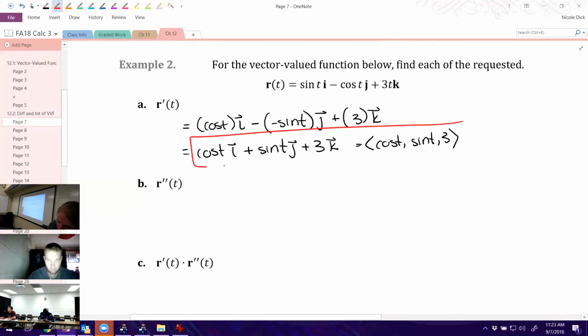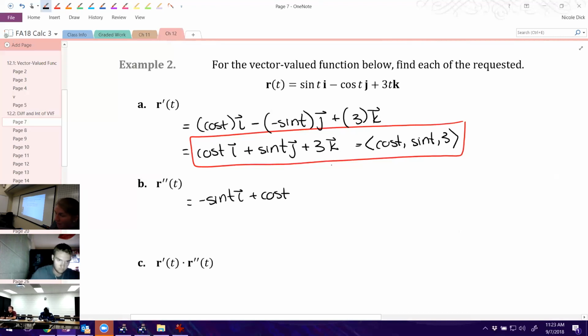I didn't specifically say this on the last page, but how do you think you find the second derivative? You just do it again, exactly. You take the first derivative and find the derivative of that. Really, some stuff in Calc 3 is stupid simple. So what's the derivative of the cosine? It's negative sine of t. The derivative of the sine is cosine of t. And what's the derivative of 3? 0. So we have no k component. We can just leave it off there if we want.